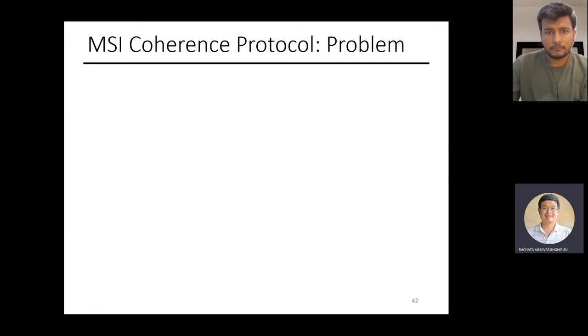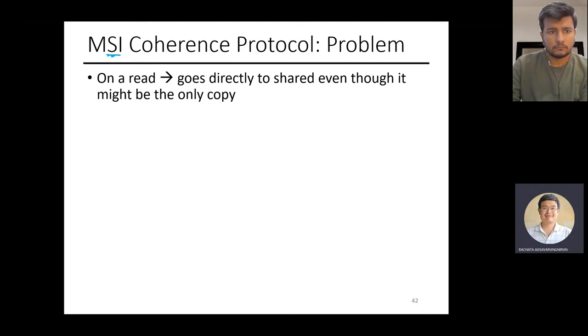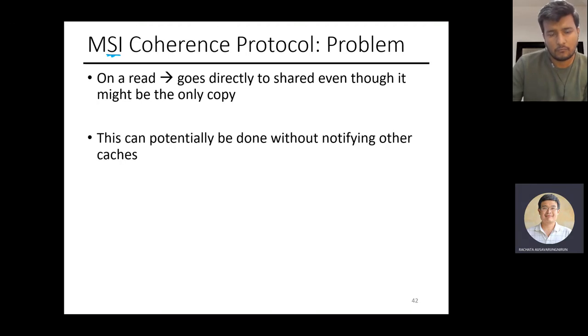That's not the case. One thing that is wrong with my shared state is that I can be the only owner. I'm the only one who has the data, so I'm in the S state and everyone else has the I state. If I have a read, I would go directly to the shared state, even though I have the only copy. This can happen in many cases in real program execution, when you run a different program and don't have shared data, so I could update without notifying everyone.